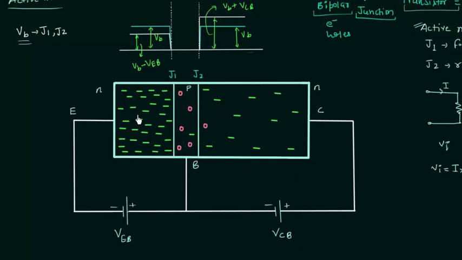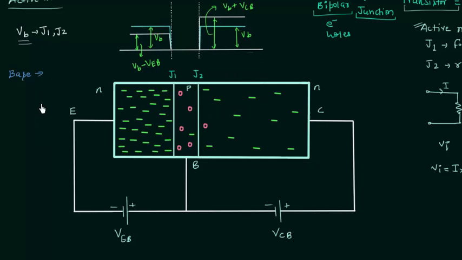Now we can easily analyze the movement of electrons and holes because we have an idea about the barrier potentials. Because of the reduced barrier potential at junction J1, the electrons on the N side, that is the emitter, will cross the junction and move to the base and recombine with the holes in the base. There is one very important thing that you always have to keep in your mind.